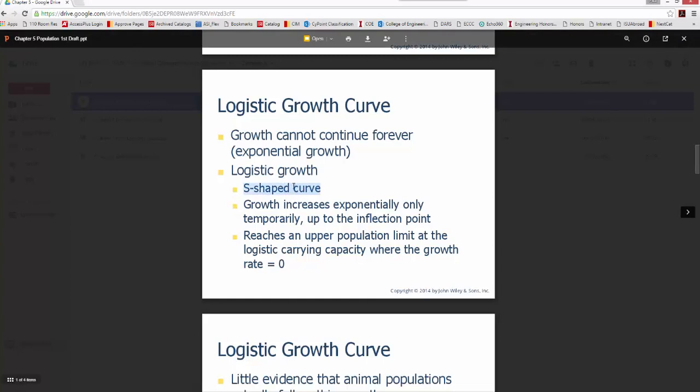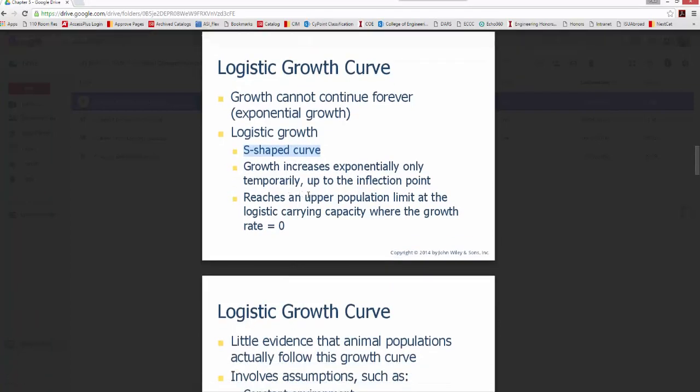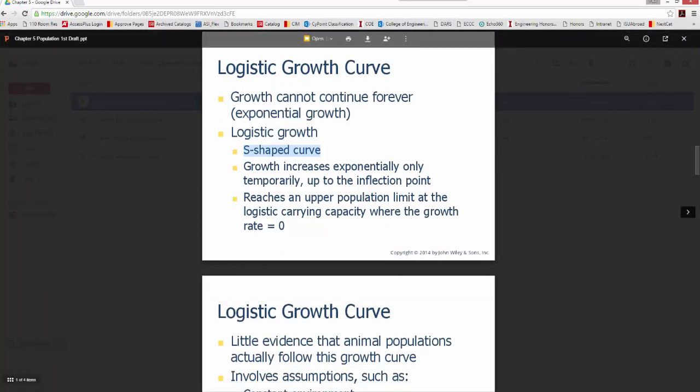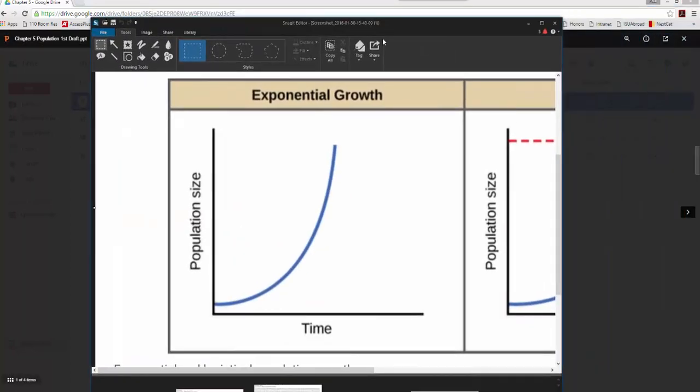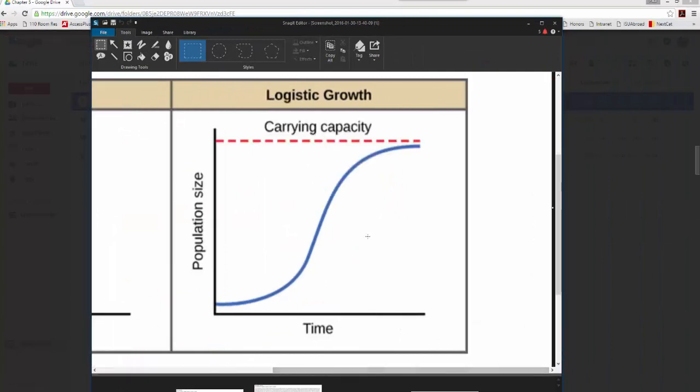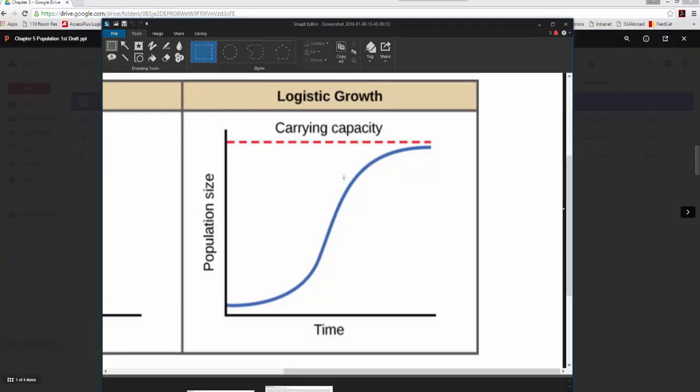Okay, like I said, it's S-shaped. The growth is exponential up to a point which we call the inflection point, and in this example here, let me go back here, this inflection point begins to change about right here. So it begins to go from unchecked growth to checked growth and levels out here. So right about here is the change from unchecked to checked growth.